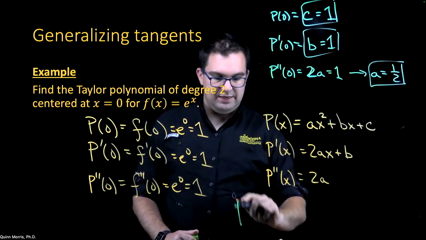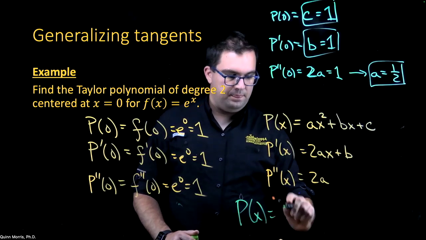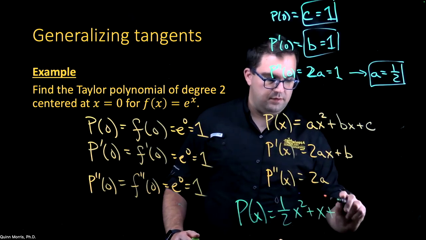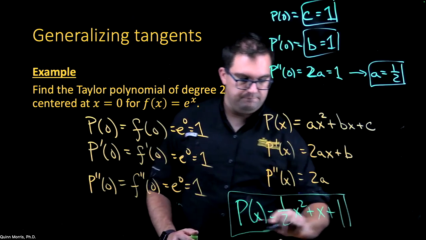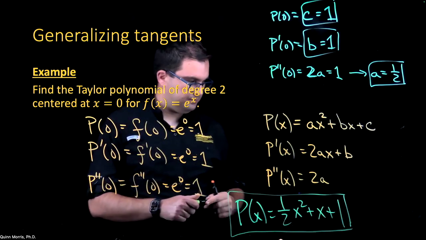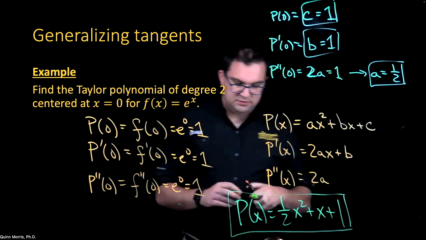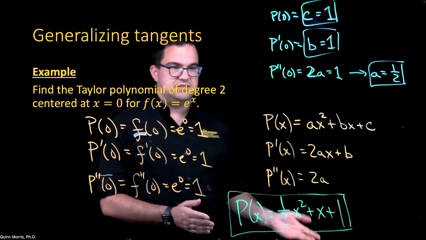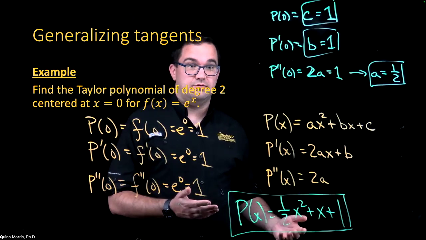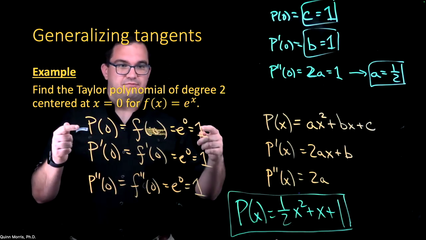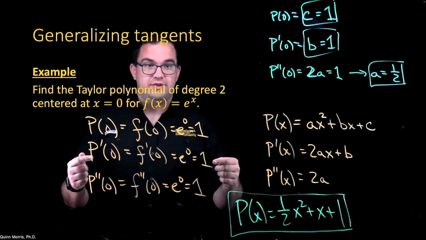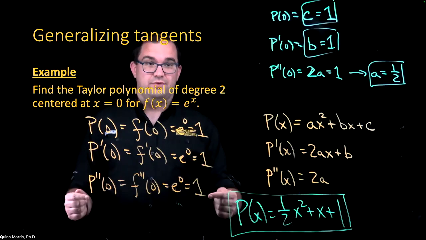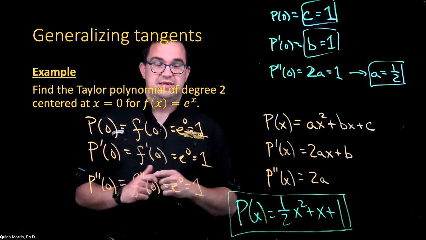And so now what I see is that my polynomial ought to be 1/2 x squared plus x plus 1. Now, we'll look at this more in depth in a bit, but the way to think about this is as a sort of tangent quadratic. Not only does it have the same function value at 0, and not only does it have the same first derivative at 0, it actually has the same second derivative at 0 as the function e to the x.